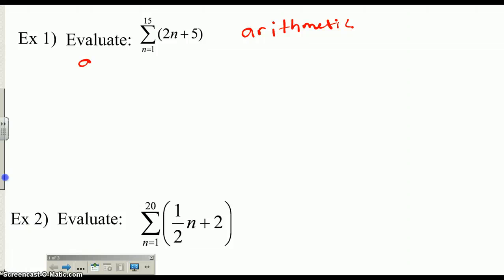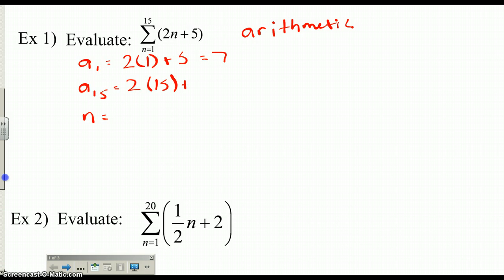So what I need is I need a sub 1, I need a sub 15, and I need the number of terms so I can plug it into my formula. So I'm going to plug 1 into a sub 1 for n, so 2 times 1 plus 5. That gives me 7. I'm going to plug 15 in. That gives me 35.